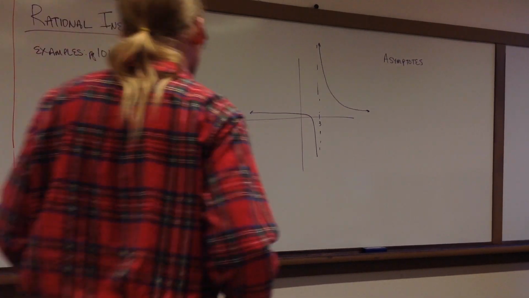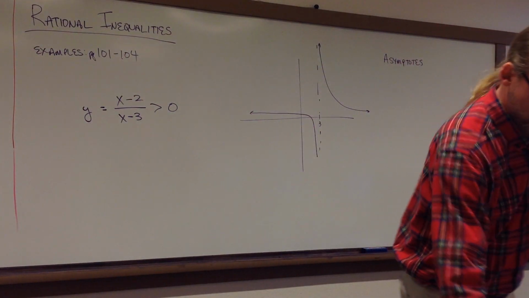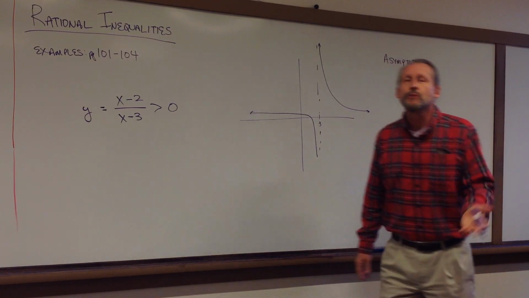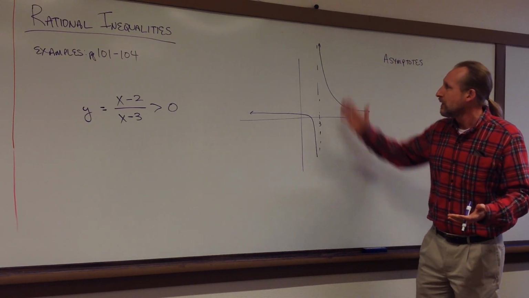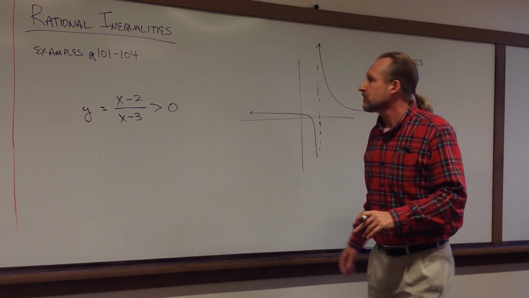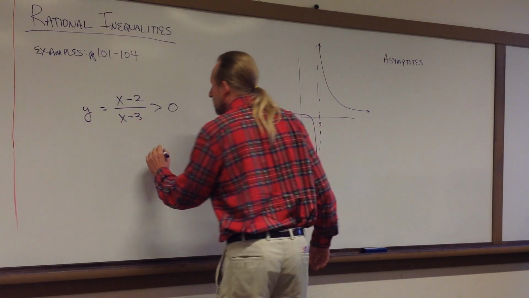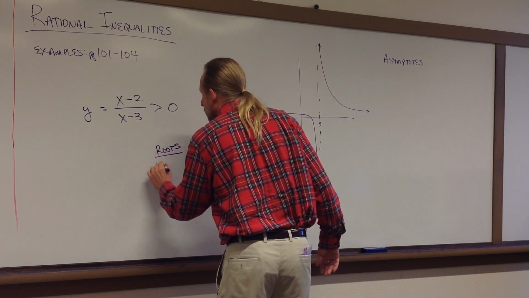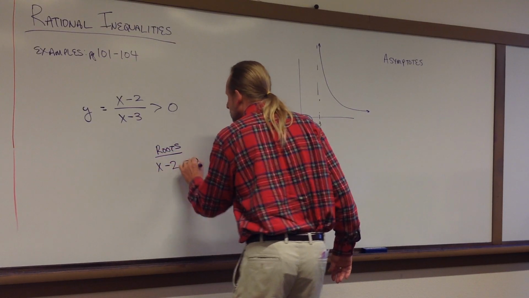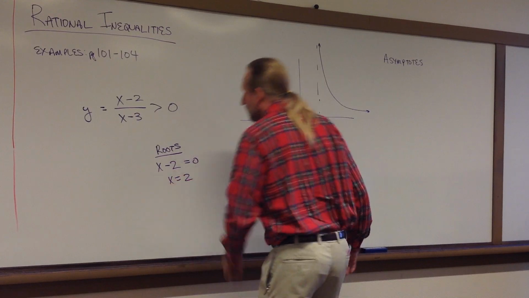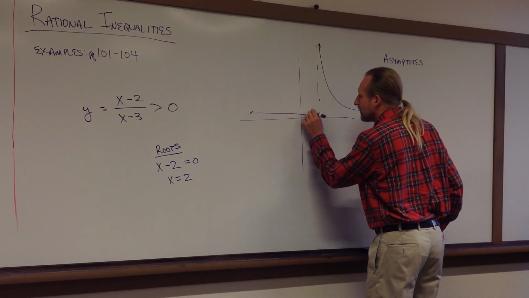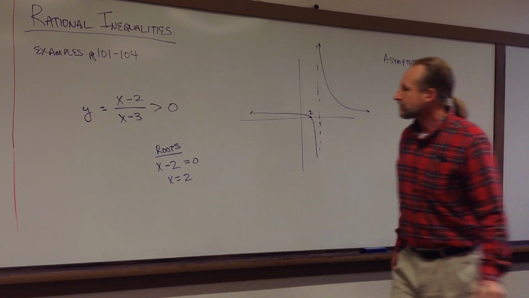Okay? So, here's the thing. When we were doing the polynomial inequalities, we were only interested in the roots because those didn't have any asymptotes. All right? Now, something like this, the roots are going to be where the numerator is equal to 0. That's at x equals 2. Okay, and we see that on the graph. There's our root at x equals 2.